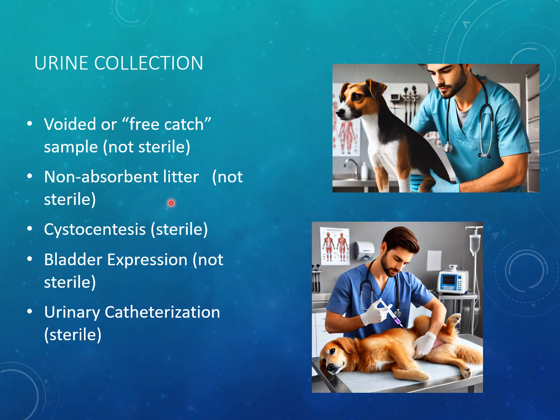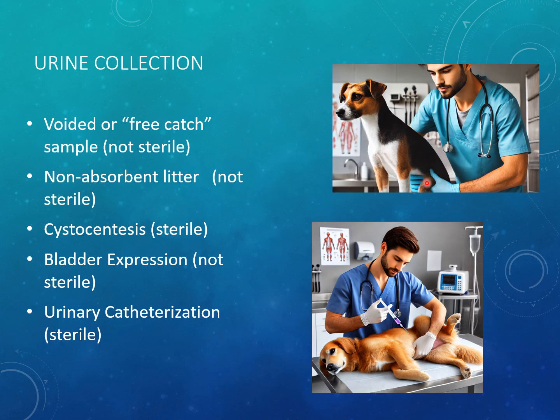Cystocentesis is when we poke the bladder with a syringe, and this is considered a sterile technique. This should be done in a dog that's very calm or sedated, and it can be done with an ultrasound machine to find the bladder first. Bladder expression is when we press on the bladder like this person here is doing to this dachshund, which is very useful in certain patients that can't pee on their own.